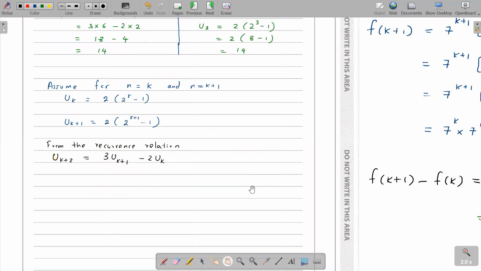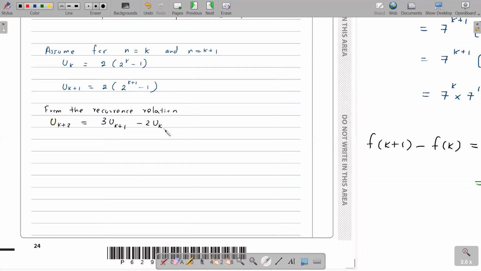Okay, now what do we know about the k plus 1 term and the kth term? The k plus 1 term and the kth term we have already assumed. We have already said that whatever we get, those two terms from the general statement are true. That's our assumption. So now let's simplify. Let's substitute. 3 times u k plus 1 is 2 into 2 to the power k plus 1 minus 1. Do you agree? Minus 2 times u k is 2 into 2 to the power k minus 1. Are you with me?